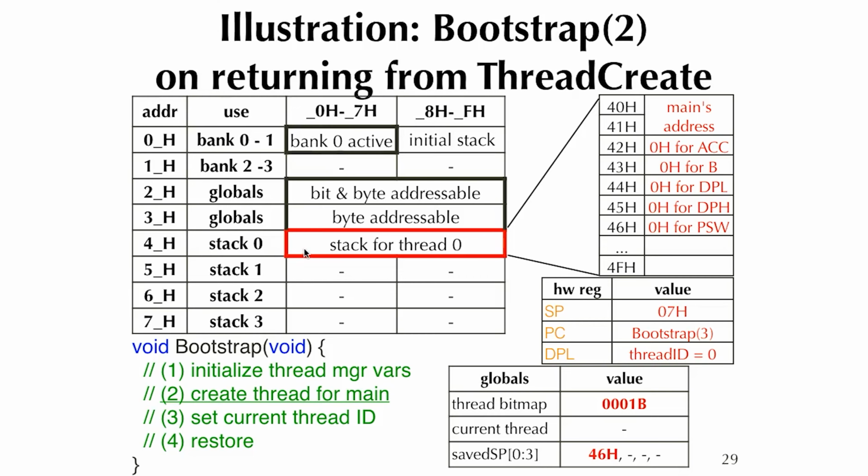You push main's address on here first, and you push the initial values you want to restore for ACC, B, DPL, DPH, and PSW, right? And then you call restore state, which will then pop the PSW back, DPH back, DPL back, B back, ACC back, and then does a return to main, and then it starts running main as thread 0. And that is the time when this hardware stack based at 8 is just discarded.